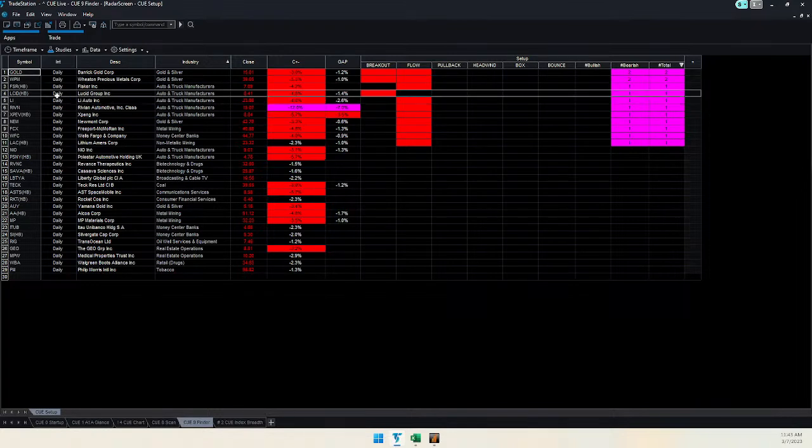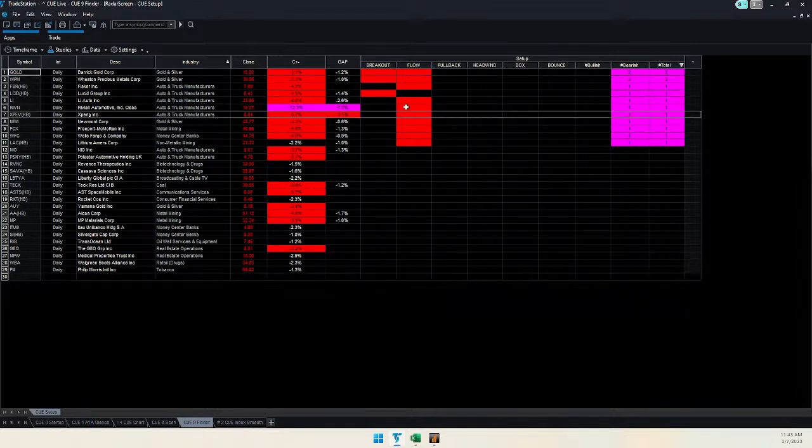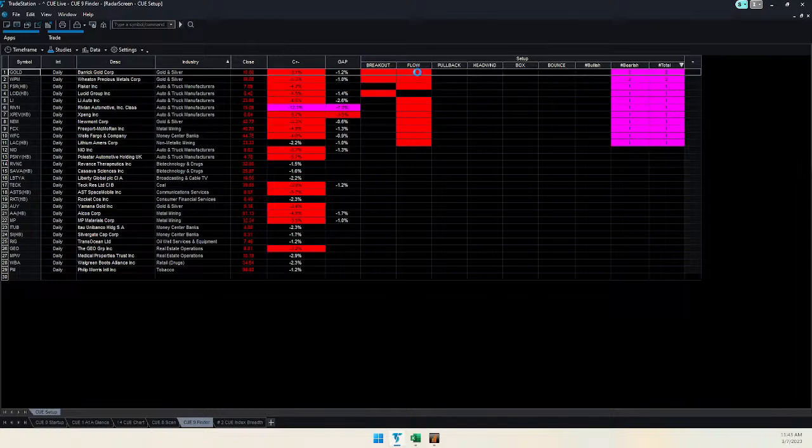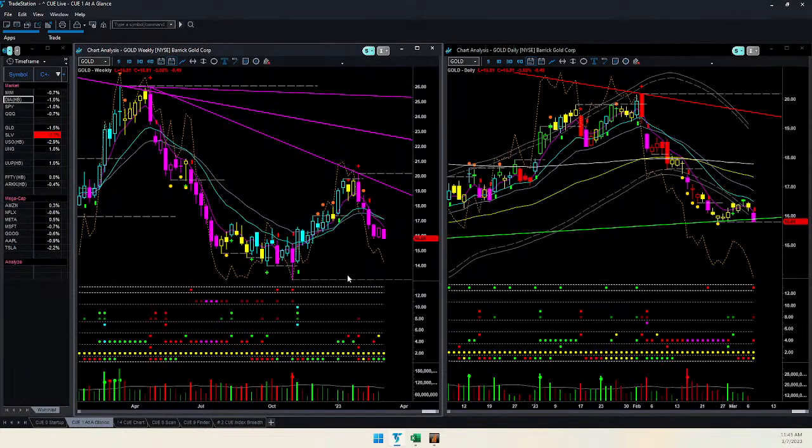So these are all liquid option stocks. Let's look at gold. So click here and then it will take me to the at a glance template. What are the setups? Breakout or flow? Both are possible. We'll have to confirm that with the chart. So let's confirm that with the chart.